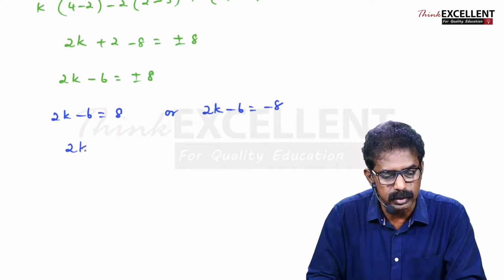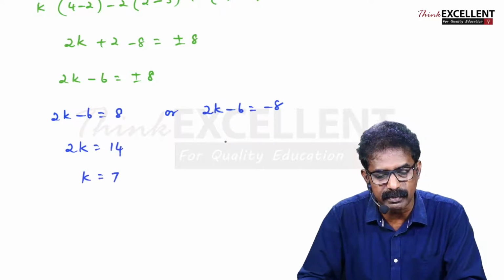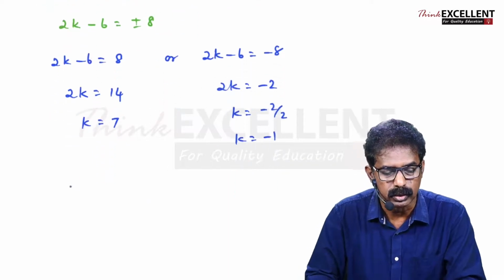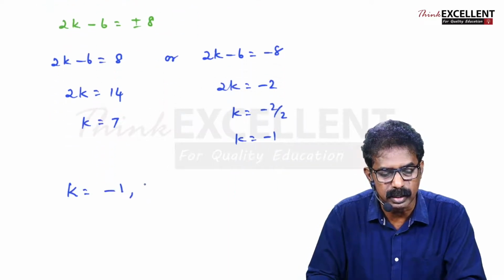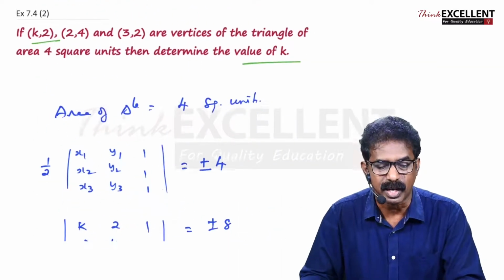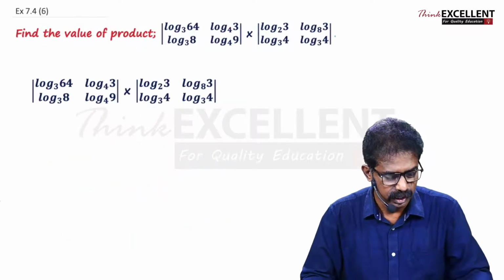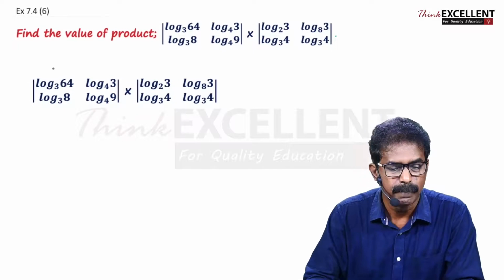So 2k equal to 8 plus 6, 14. K equal to 14 by 2, 7. Or 2k equal to minus 8 plus 6, minus 2. K equal to minus 2 by 2, k equal to minus 1. So the two values for k are minus 1 comma 7. If you're not writing plus or minus, you will get only one answer. So be very careful in this sum. Okay. Now let's move on to the next question.